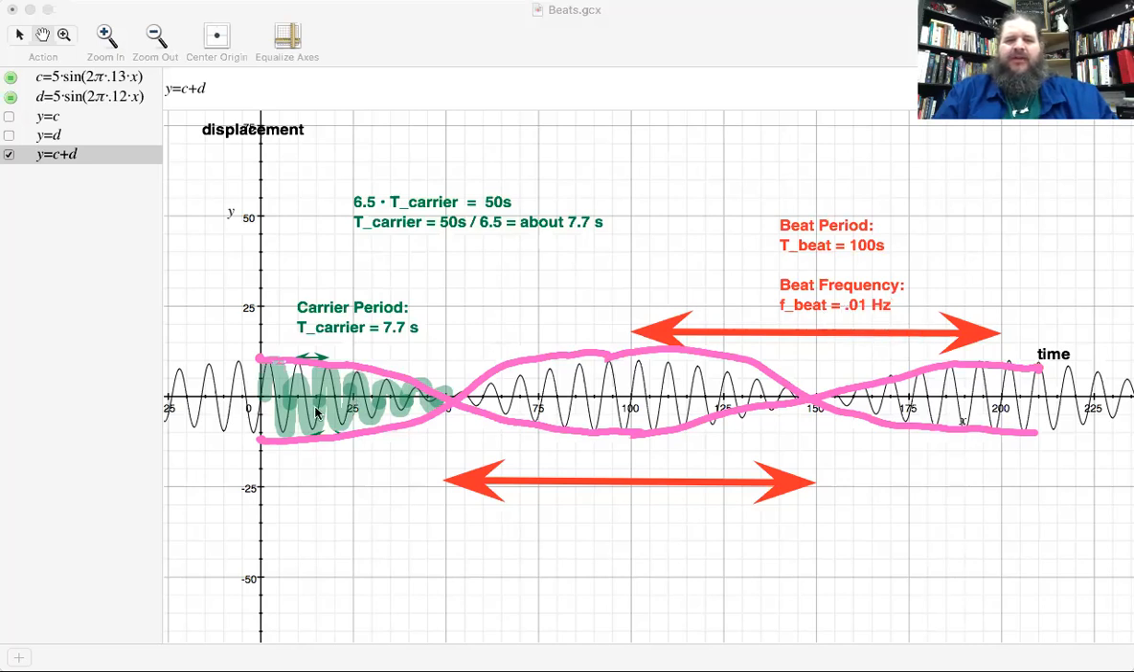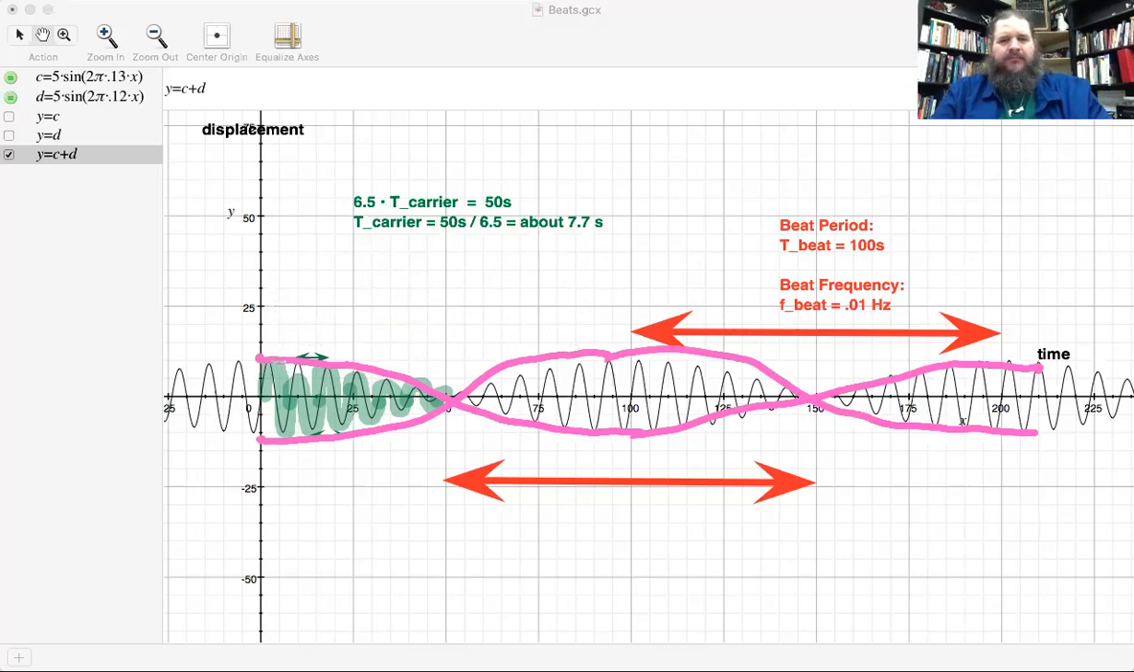What that means is this sound is going to be alternating between loud and quiet and loud and quiet. Sort of just a wobbling sound. But it's wobbling very slowly, only 1 cycle every 100 seconds from loud to quiet to loud. So the beat frequency tells you how many of those loud to quiet to loud cycles you hear per second. Smaller than 1 means less than 1 cycle per second, only 1 cycle per 100 seconds in this case.